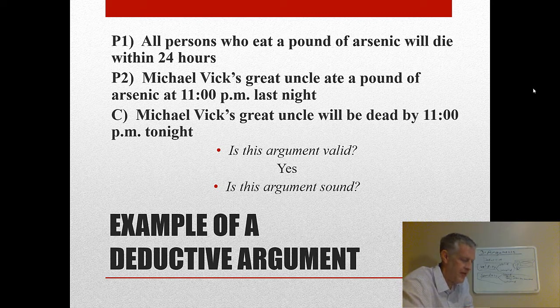We're going to assume that it's the case that Michael Vick's great uncle did not eat a pound of arsenic at 11 o'clock last night. So at least one of the premises is not true, right? It's false. So although this example is valid, it's not going to have all the premises be true, so it will be rendered unsound. So that's an example of a valid yet unsound deductive argument.